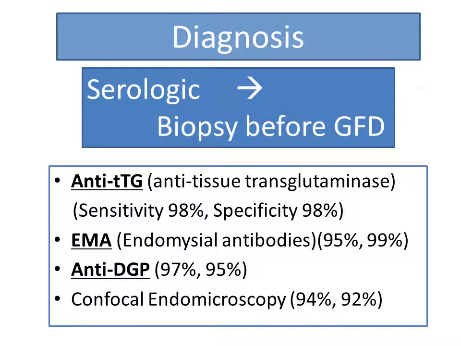Diagnosis of celiac disease is made by a positive finding in one of these serologic markers and confirmed by biopsy of the small intestine showing atrophic change. But this biopsy should be done before a gluten-free diet because the atrophic change is thought to be reversible. The serologic markers that they may want to see are anti-TTG, EMA, and anti-DGP, and these all have high sensitivity and specificity.